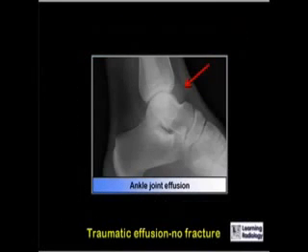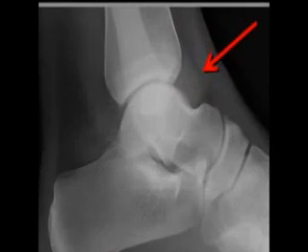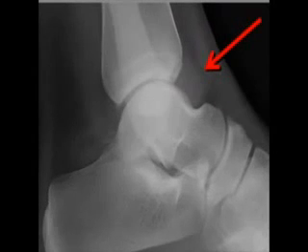This is a patient who has a large ankle joint effusion. The red arrow is pointing to the soft tissue density that has the characteristic nodular appearance at the junction between the distal tibia and the talus.